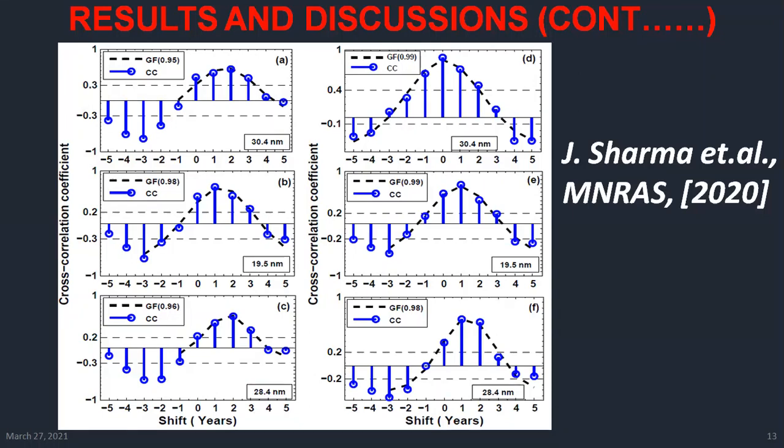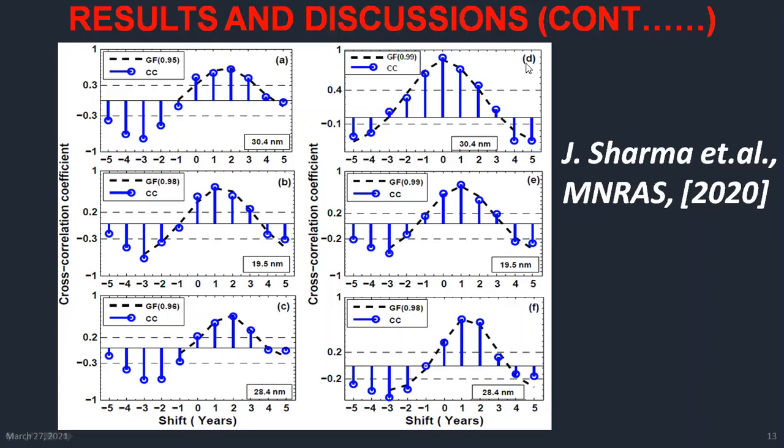In these cases, Gaussian peaks occur at 1.7, 1.3, and 1.7 years for 30.4, 19.5, and 28.4 nanometer respectively. So we can say that hemispheric asymmetry in rotation rate leads sunspot numbers by about 1.5 years.